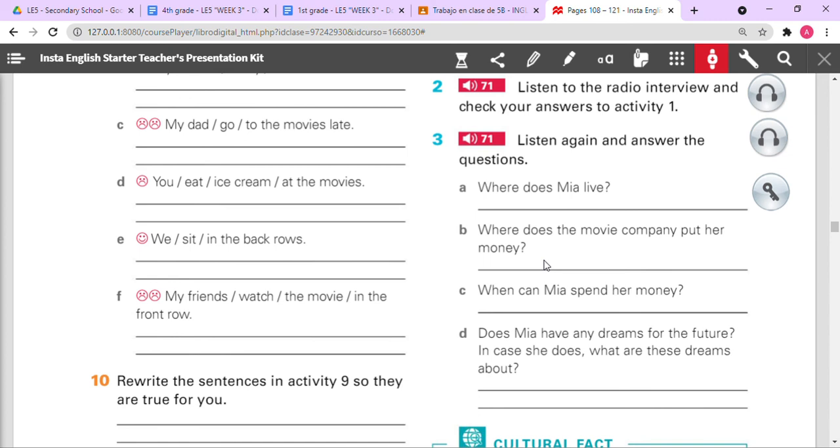When can Mia spend her money? Now, at this moment? No. When she's 18, when she has the ID. Does Mia have any dreams for the future? In case she does, what are her dreams about? She wants to get a bigger part in a movie, not just to work in a movie, but in a famous movie.